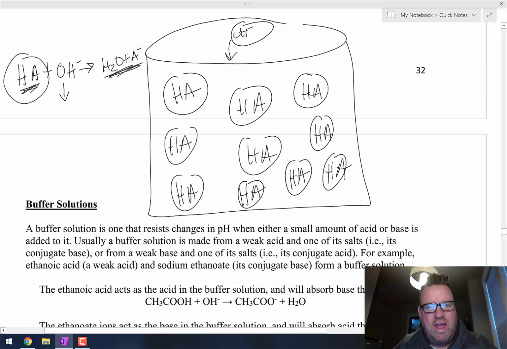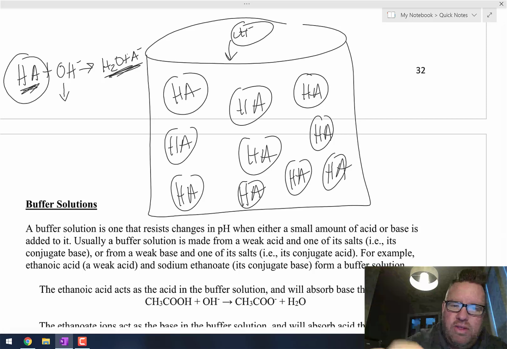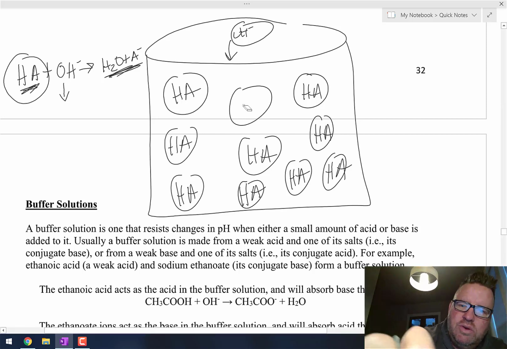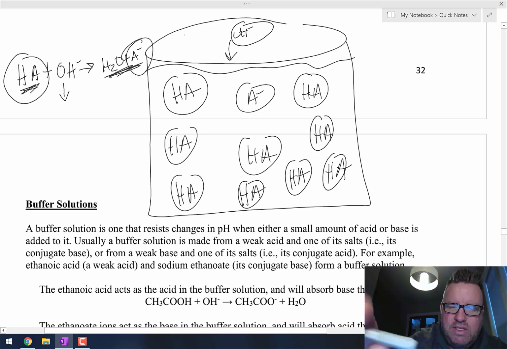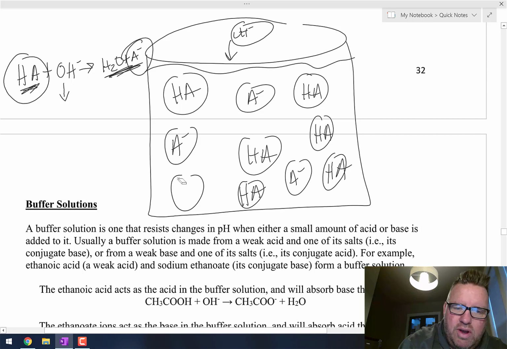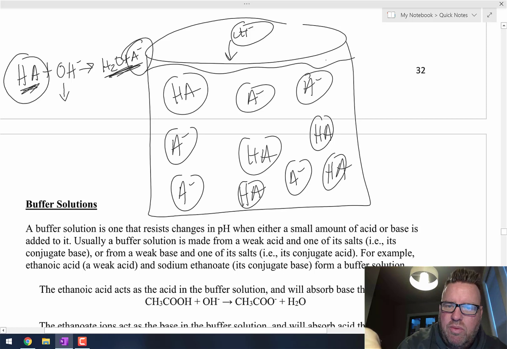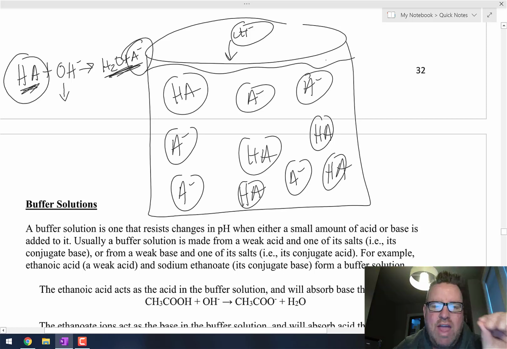As you add that hydroxide, little by little, these HAs will react with those OH minuses. Remember, this is in water. And they start to produce the conjugate base, the A minus. And as you add more, more and more of those acid particles turn into the conjugate base. We keep going and going until we reach this point right here, where notice that half of the acid particles are gone and they've been replaced with A minus ions, with the conjugate base.